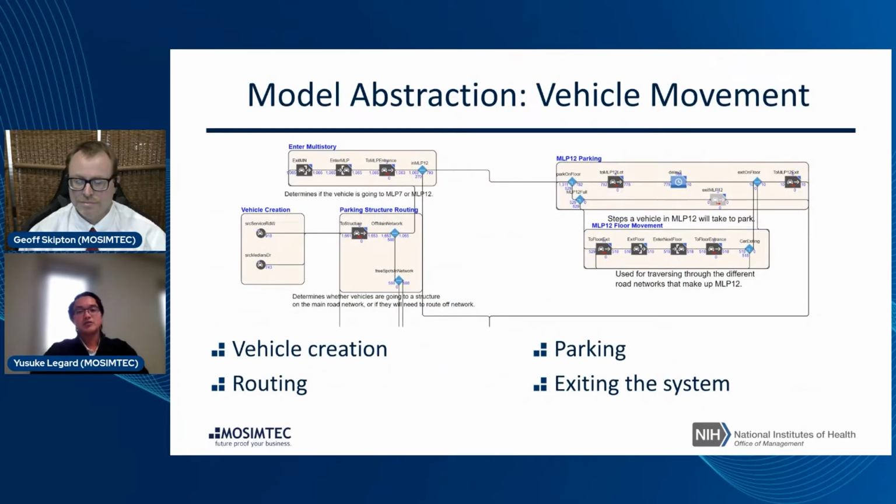So our vehicle movement is categorized into 4 main areas: the creation of vehicles, vehicle routing to a parking structure, finding an available space to park at, and then, of course, exiting the system.